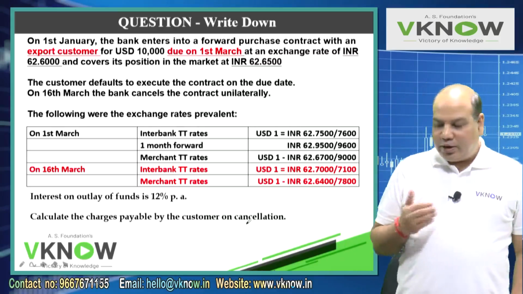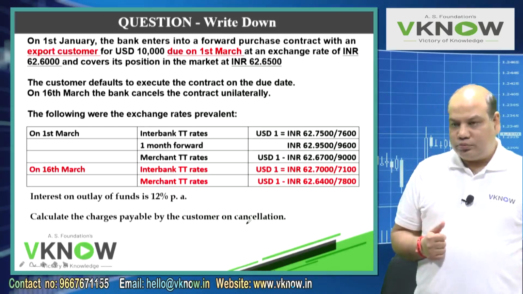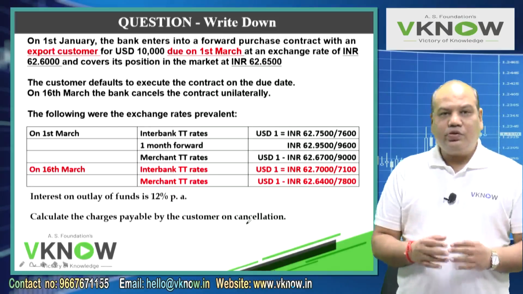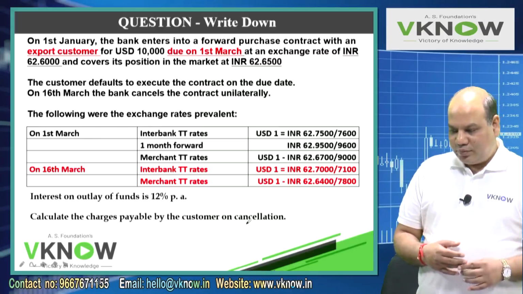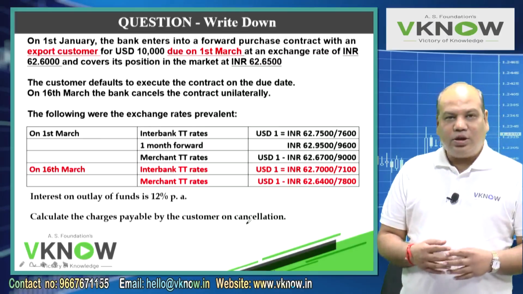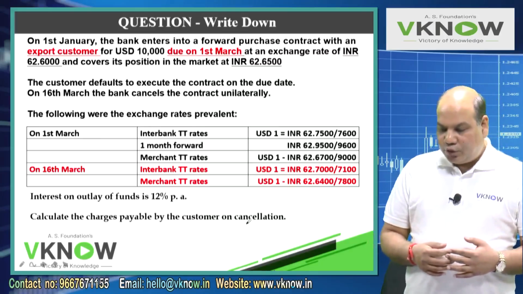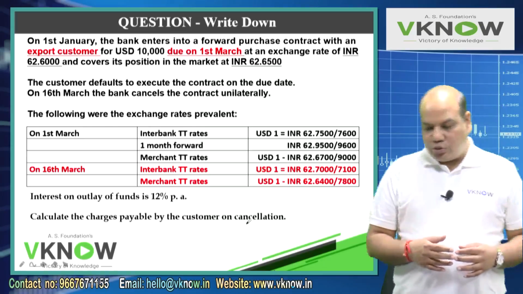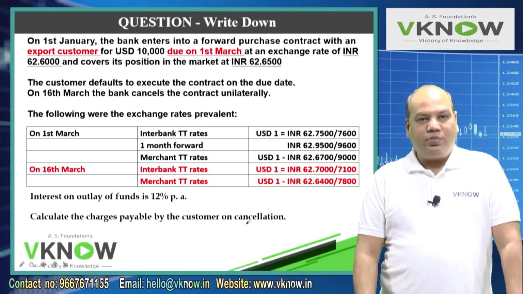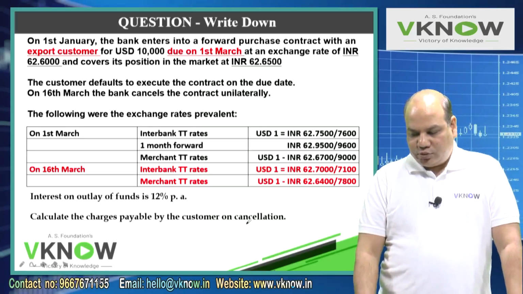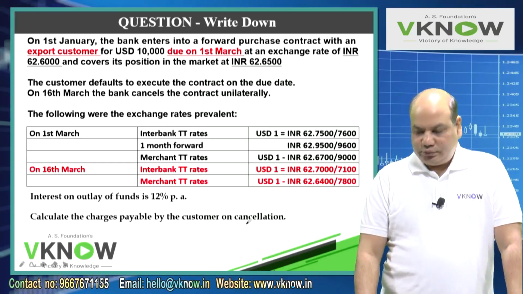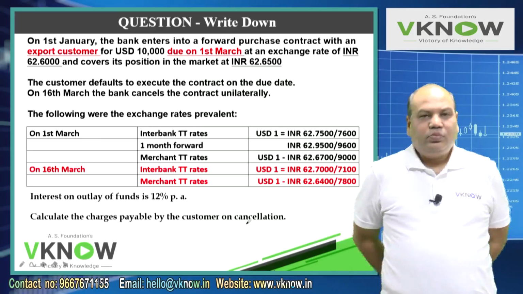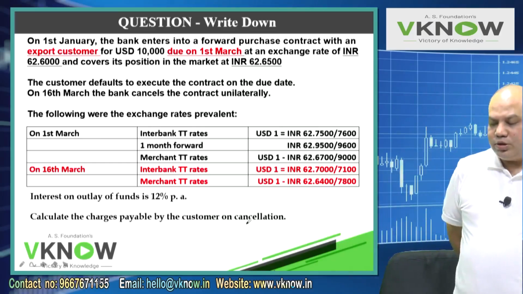On 1st January, the bank enters into a forward purchase contract with an export customer, underline export customer, for USD 10,000, due on 1st March, at an exchange rate of INR 62.6000.